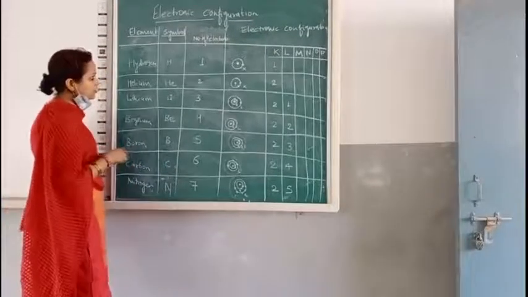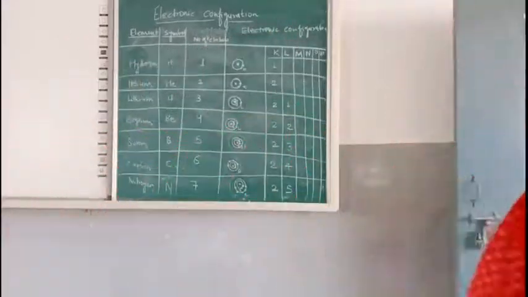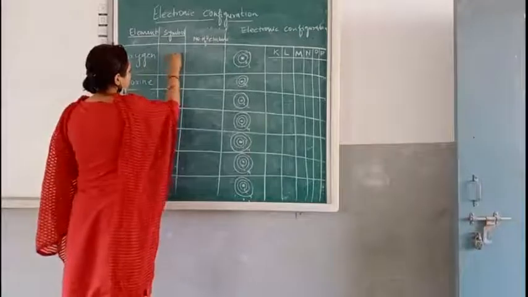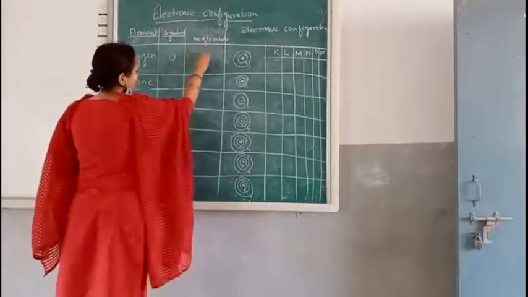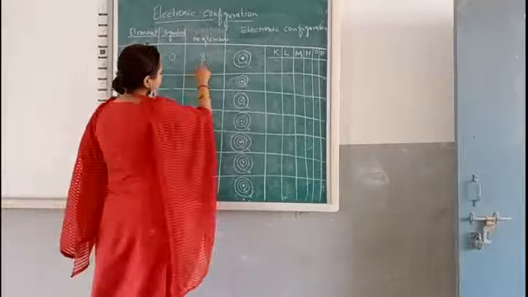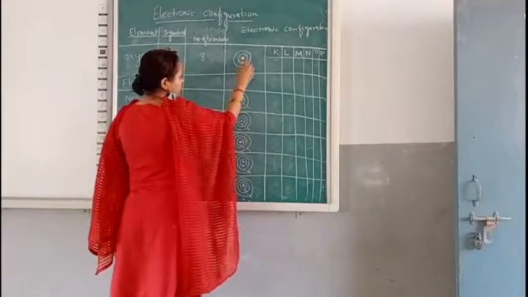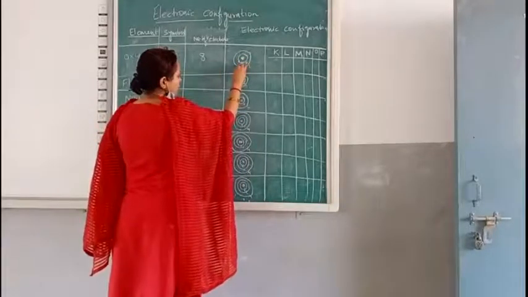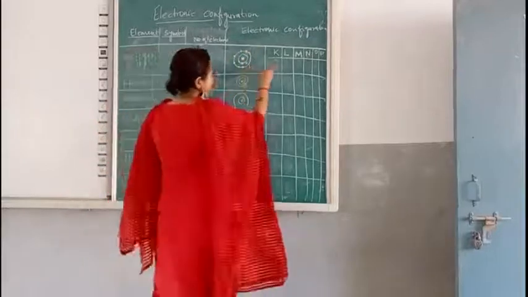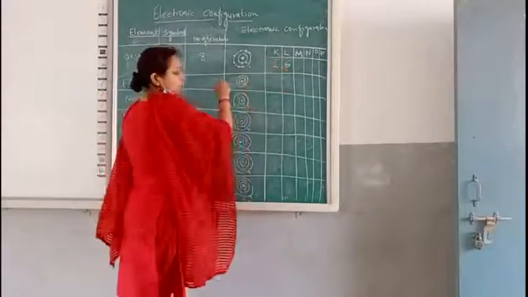Now we will go to the next atom, now we will see oxygen atom. Symbol of oxygen is O, and there are 8 electrons in an oxygen atom. So how will you distribute 8 electrons? We will distribute 2 electrons in K shell and other 6 electrons, 2, 3, 4, 5, 6, in L shell. So electronic configuration will be 2 and 6. Understood? 2 in K shell and 6 in L shell, like that.